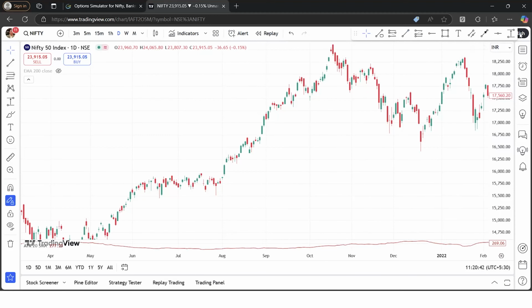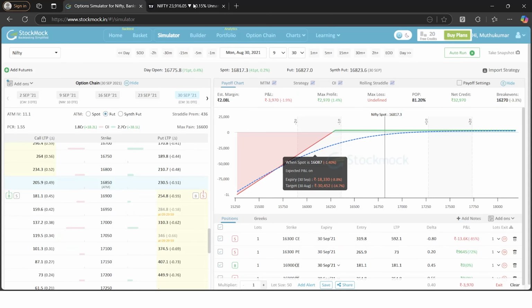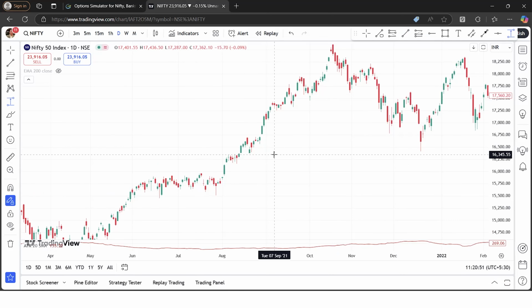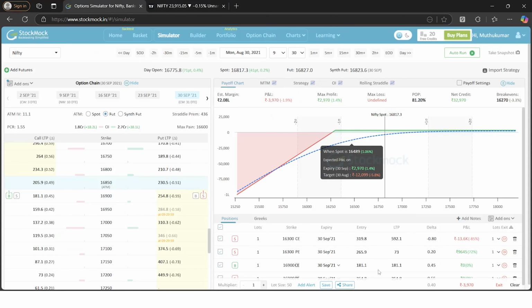So the market went on the upside only 3%. Let's say I will hold up to this 9th of September. So 3% is the up move. Let's see how this strategy performed. Now after the adjustment, we have about 4,000 loss. Let's see how this went.